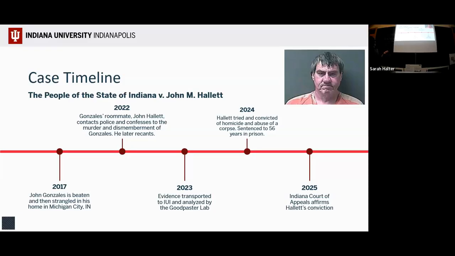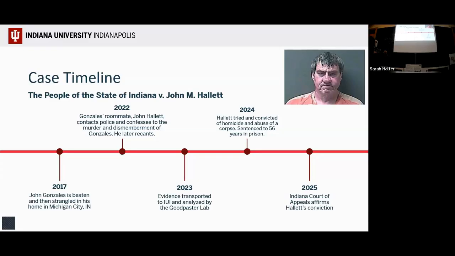I testified in that trial, and he was convicted and sentenced ultimately to 56 years in prison. He appealed that. Interestingly, the appeal was all about my testimony. He appealed whether the scent of death evidence was admissible. And that's your right as a defendant to challenge the admissibility of evidence against you. The trial judge said, yes, this is admissible.